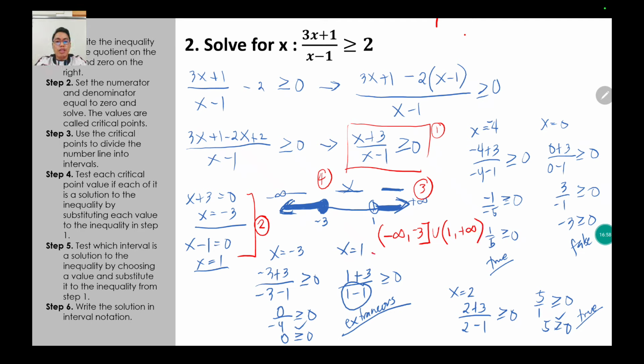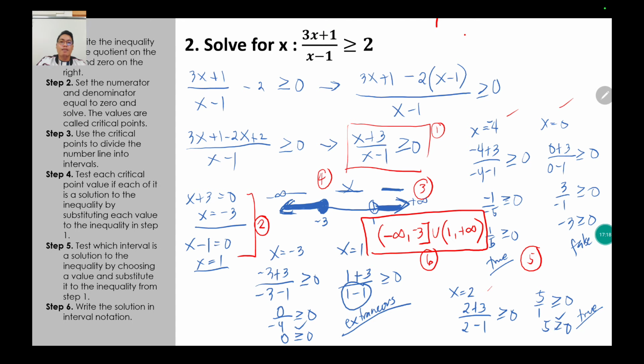Right? I hope may naintindihan kayo sa example number 2 natin. So we make sure na sa step 5 natin, ginawa natin siya. Nag-test tayo, ito, saka ito. It's our step 5. Then our step 6 is our final answer. Okay?